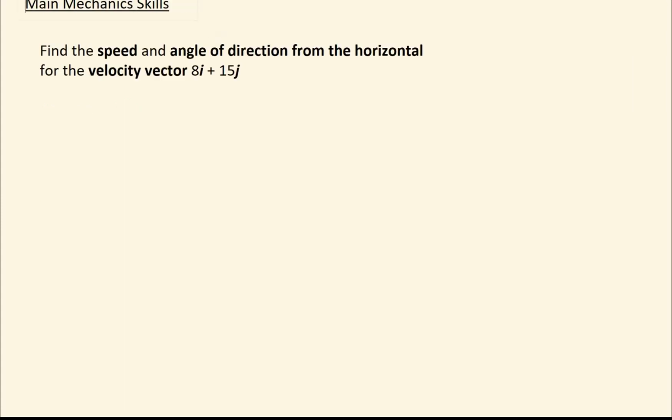So the main skill we're doing with vectors is basically working out their speed and angle of direction from a vector like this. So we've got a velocity vector. Again, velocity is always a vector. And if I quickly draw this, this is going 8 squares across and 15 squares up. So it's going to be 8i and 15j.